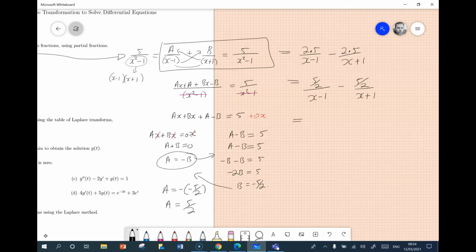So that would be 5 over 2 times x minus 1 minus 5 over 2 times x plus 1. And you can tidy that up as well if you wished. 5 over 2x minus 2, minus 5 over 2x plus 2. So look, whatever suits the situation.